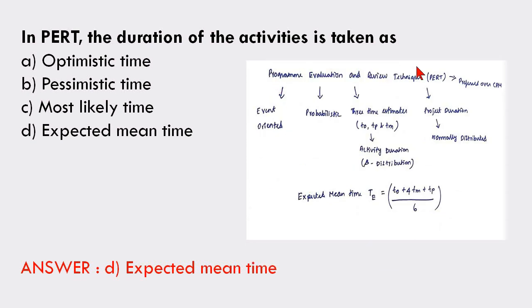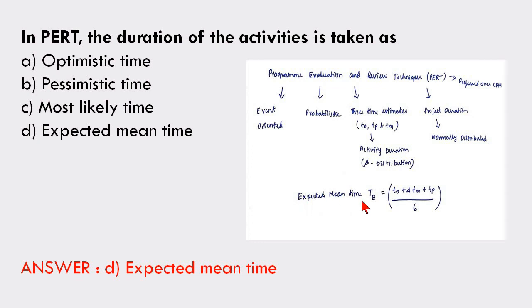So, some points related to PERT are given here. So, first point is PERT is event oriented. It is probabilistic in nature. It consists of 3 time estimates, that is optimistic, pessimistic, most likely time. Okay. So, the activity duration is given in beta distribution. Okay. So, the project duration of PERT is normally distributed.